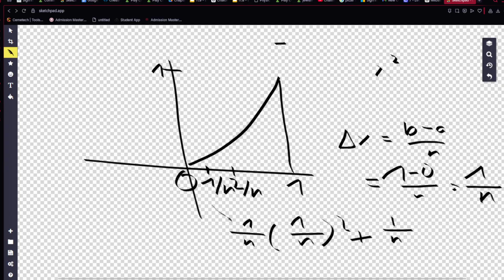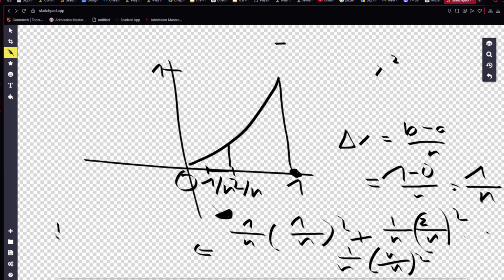But remember that the width is the same for each one, so the next rectangle is going to have the same exact width. So you keep the delta x the same, but you change the height of the function. So in this case, it would be (2 over n) squared, which evaluates the function at 2 over n. So we sum it up all the way up till (n over n) squared, because that gives you 1, which is the final endpoint.